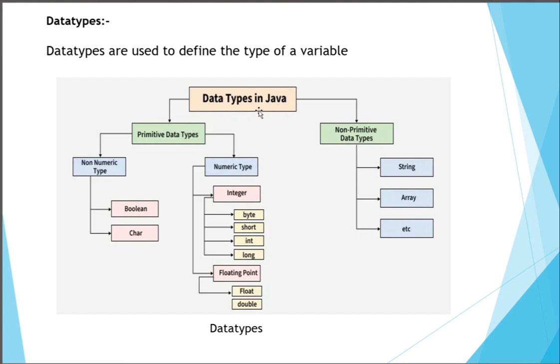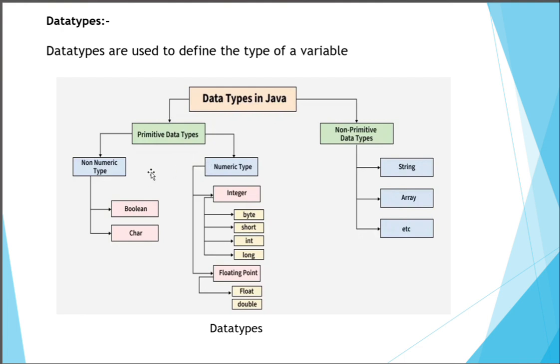Data types are divided into two types, primitive data type and non-primitive data type. Primitive data types are predefined words and all primitive data types are keywords. And non-primitive data types are not keywords and not predefined words. Primitive data types are divided into two types, non-numeric type and numeric type.